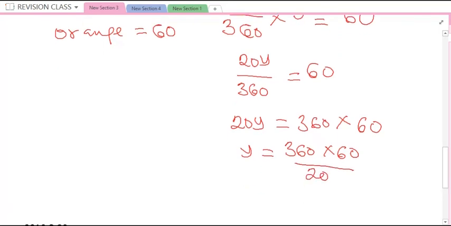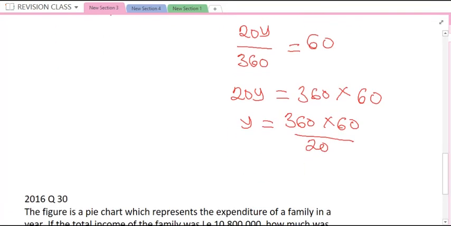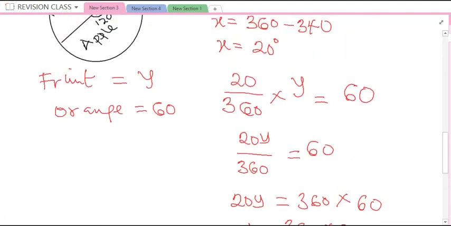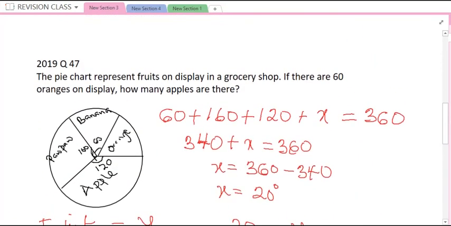So the total number of fruits on display, which is our y, will be 360 times 60, everything divided by 20. That will give us the total number of fruits on display to be y equals 1080. But if you go back to the question, it says how many apples are on display.